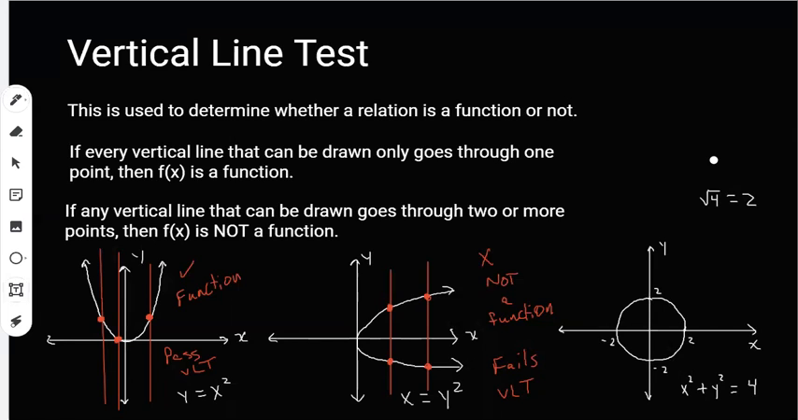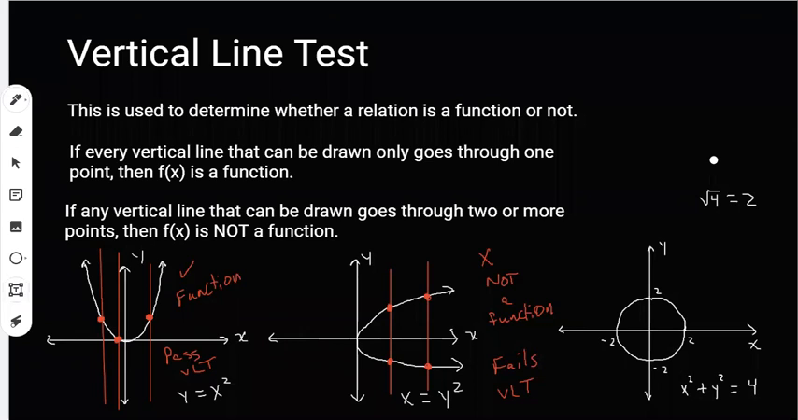What is relevant is, do you think that this is going to pass the vertical line test? If so, why? And if not, why not? So go ahead and try this one before I do it. Does this function pass the vertical line test? Is it actually a function or not? And how can we tell? So what do you think?